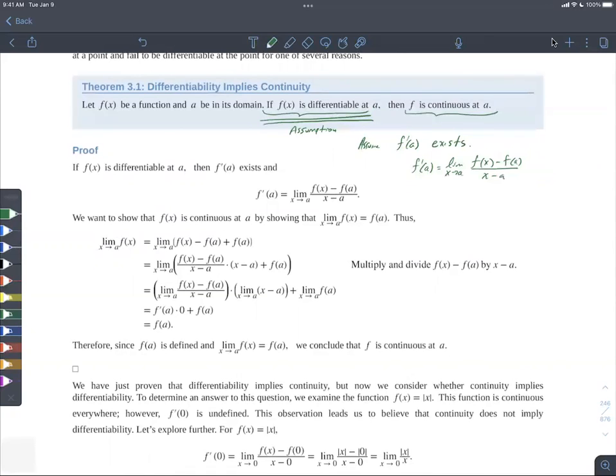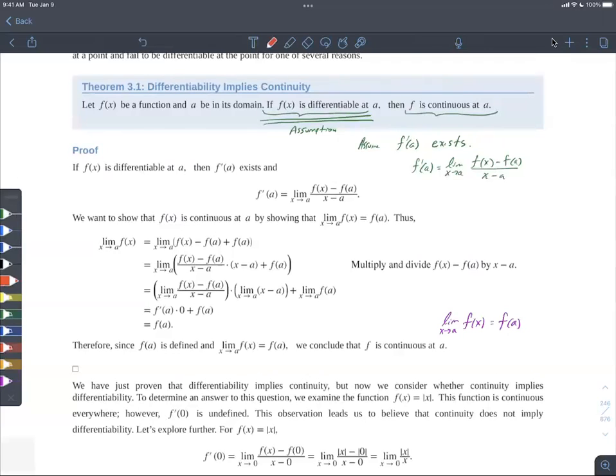And so now we want to somehow show that f is continuous at a. Remember that for continuity, we needed to show, and I'll write it down here, that the limit as x approaches a of f of x is equal to f of a. This is from section 2.4. So how can we do this? Well, there's a nice little trick that we'll use.